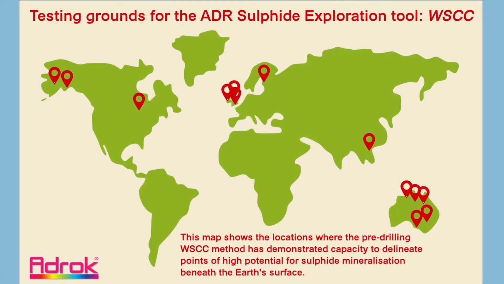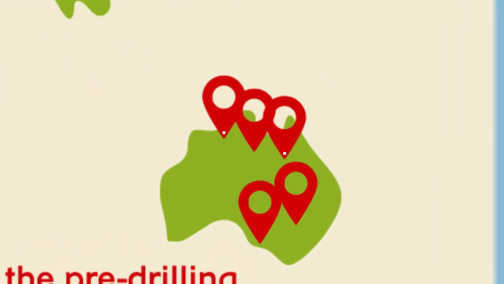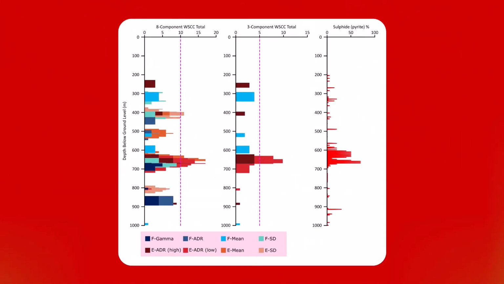Adrok have tested the WSCC tool on over 15 different mineral exploration projects across the globe, from the hot Australian outback to the cold Alaskan tundra. This map shows the locations where the pre-drilling WSCC tool has demonstrated a capacity to delineate points of high potential for sulfide mineralization beneath the Earth's surface. As we dive into an Australian case study, we can see that a strong WSCC target between 600 to 700 meters depth correlates perfectly with the highest sulfide grade from drilling results that were given to us by the client.